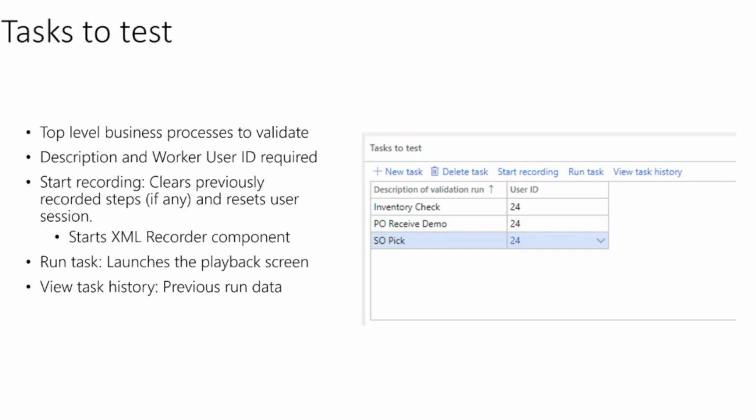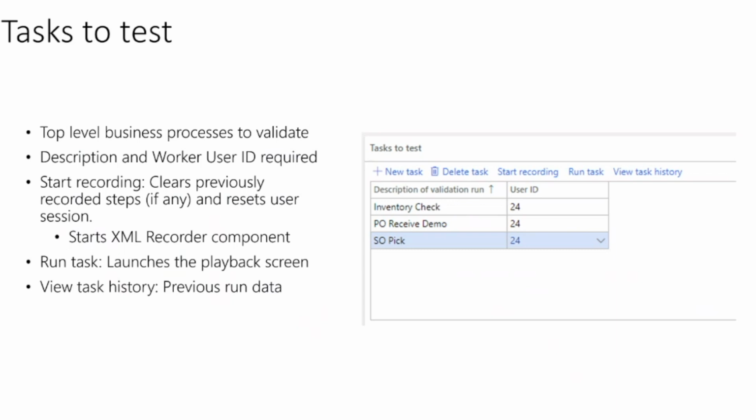The buttons at the top are fairly self-explanatory, with the Start Recording button the way to engage that XML recording component we discussed earlier. This will clear all of the previously recorded steps for this task and reset the warehouse user session data and begin the recording of all XML in and out of the custom service endpoint for that specific user ID. This is important to remember, since the session is terminated when a recording is first started.